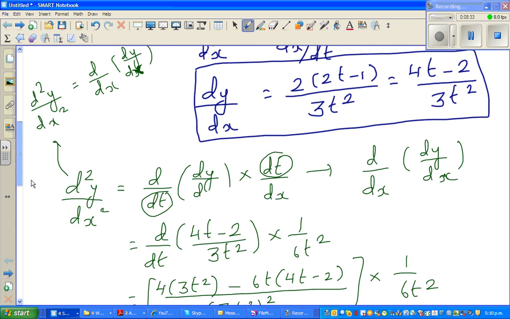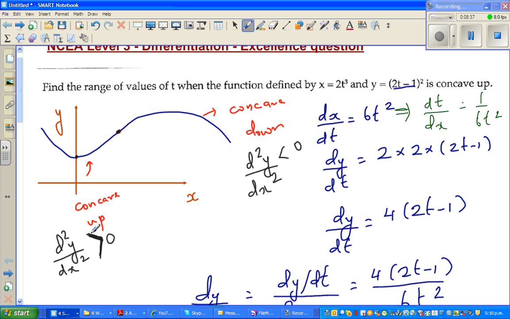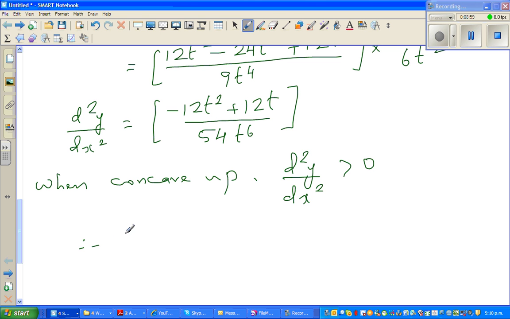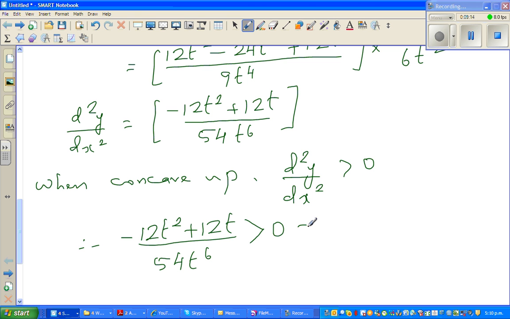Okay, so what did we see? When it's concave up, the second derivative is greater than 0. So we have found the second derivative. So can we say now, therefore, when concave up, we know d squared y by dx squared is greater than 0. Therefore, I can say minus 12t squared plus 12t over 54t to the power 6 is greater than 0. If you cross multiply, this implies minus 12t squared plus 12t is greater than 0. So, you're almost there. Now, this is a quadratic equation.